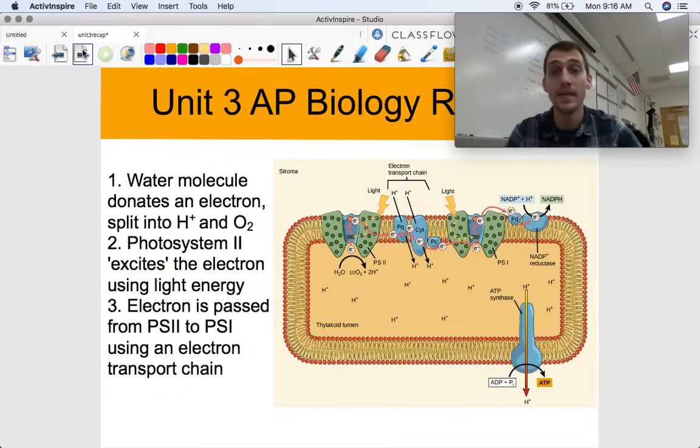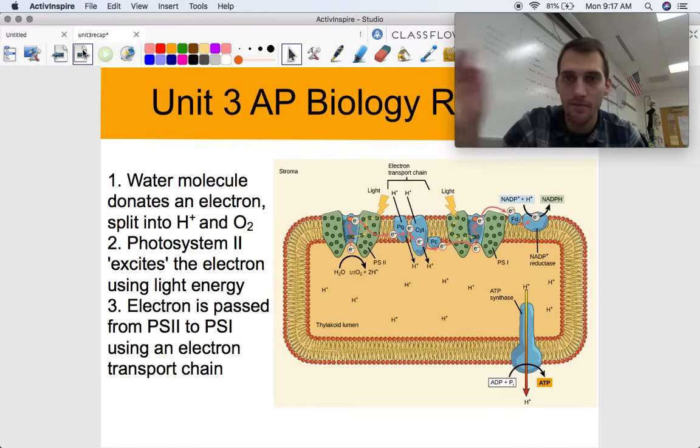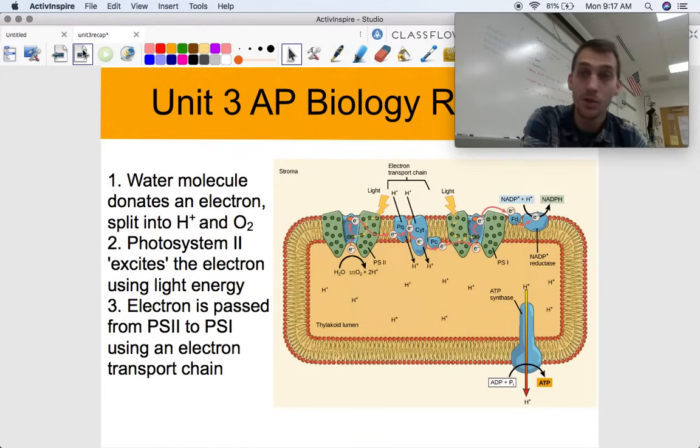Okay, so here are the basic steps. I'm going to try to go through these as quickly and as effectively as I can. Number one, a water molecule. Where does it get the electron to pass around from one protein to the next? It comes from water. That's why plants need water. They need the electron from water, and they split it into hydrogen ions and oxygen gas. It'll take two water molecules to do that, right? Because O2. So yes, it gets the electron from water, and water is the main electron donor.